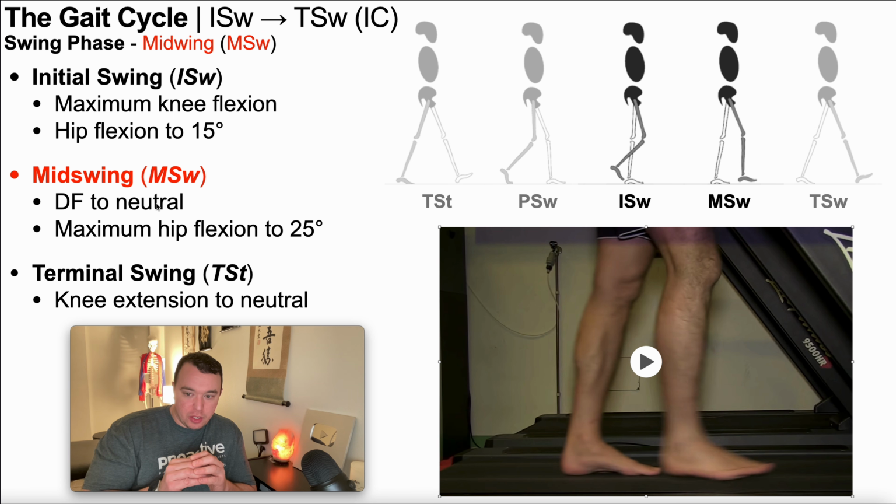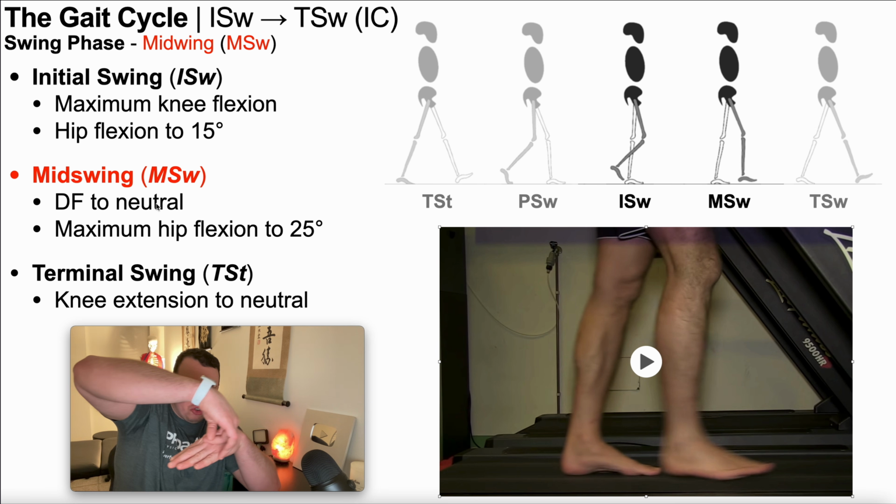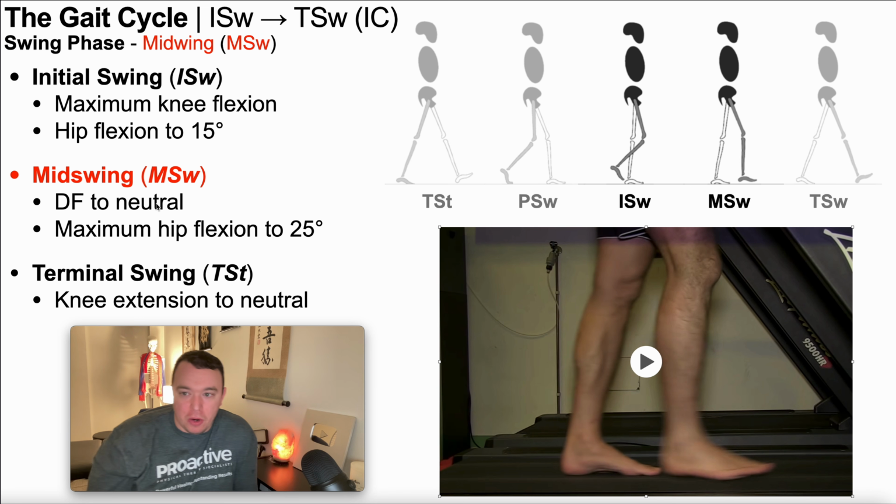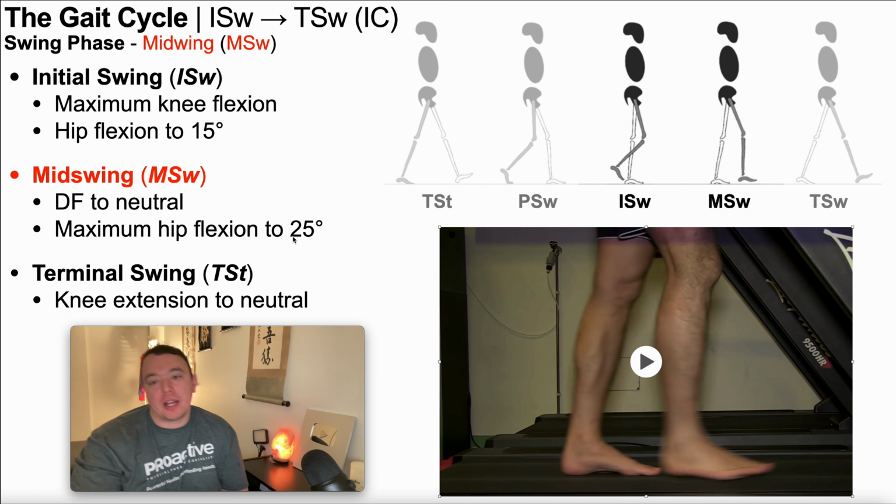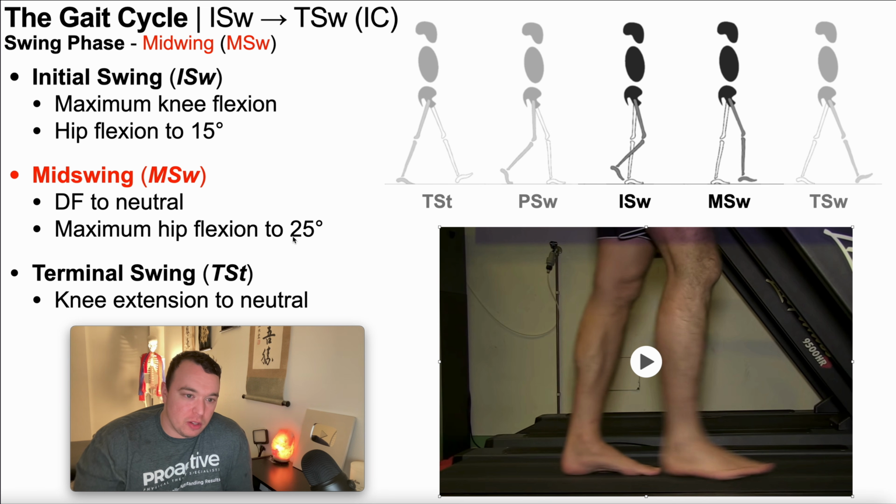It only crosses or clears the floor by 1 centimeter. That's amazing. Just 1 centimeter. And so if you can't get that ankle to neutral and it's remaining in plantar flexion, it's just going to drag across the floor and you're going to end up with problems. And there's many gait abnormalities that involve just that, okay? So dorsiflexion to neutral. The other thing here in mid-swing is that we get a maximum hip flexion angle of 25 degrees. So the hip flexion angle peaks here. Let's take a look at mid-swing now in a little bit more detail.